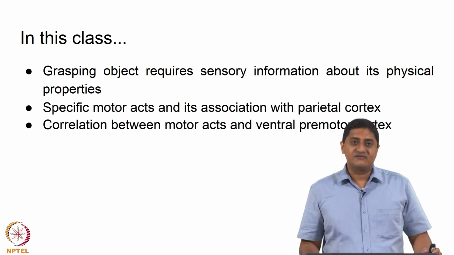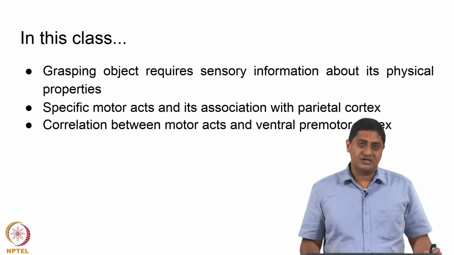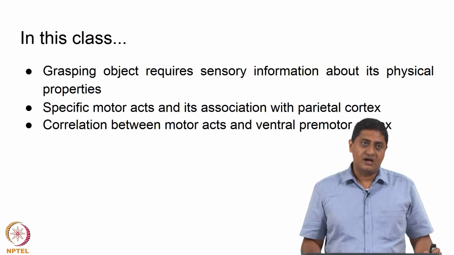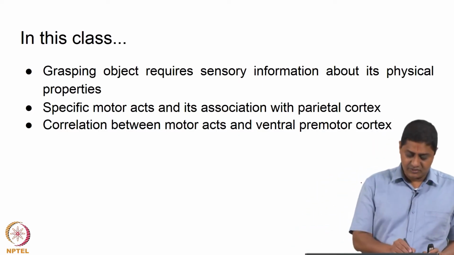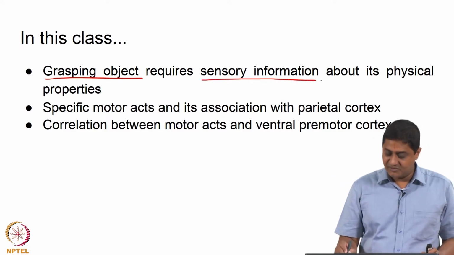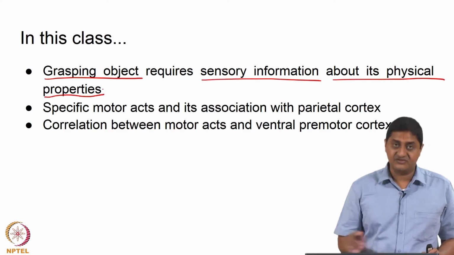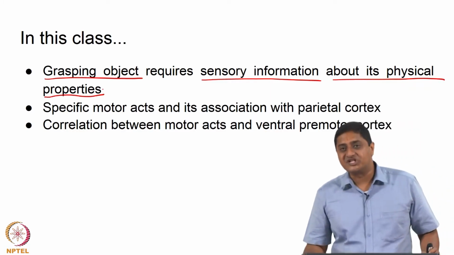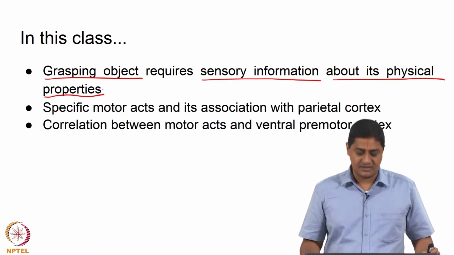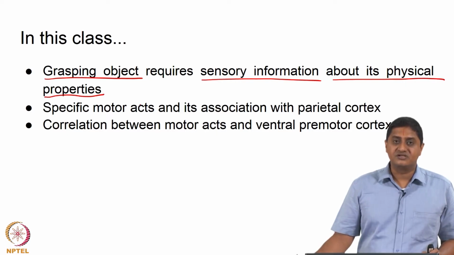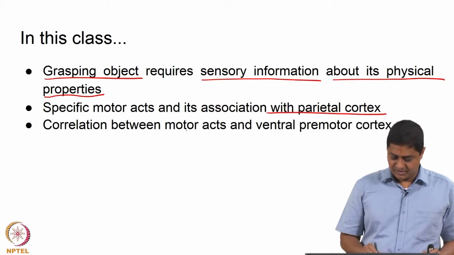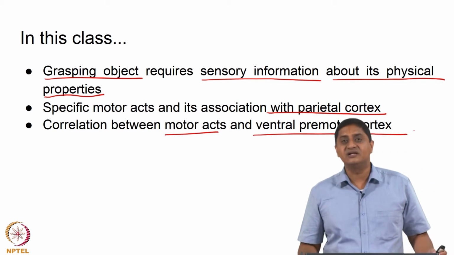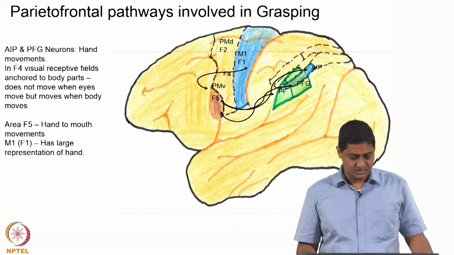In the last class, we saw that specific regions of the parietal and premotor cortex are responsible for generating movement plans concerning reaching and grasping. In this class, we will see how grasping an object requires sensory information about the physical properties of this object, for example, the dimension and the texture. Specific motor acts and their association with parietal cortex, and the correlation between motor acts and the activity in the ventral premotor cortex.